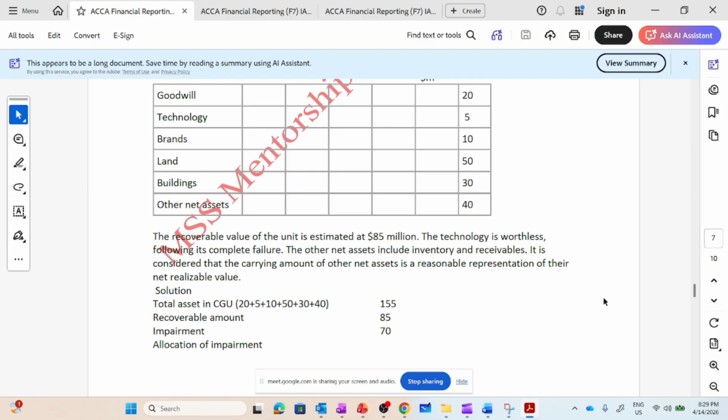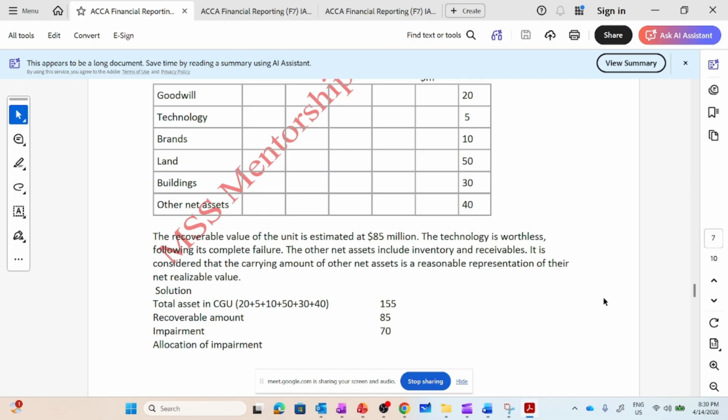The other net assets, including inventory and receivable, it is considered that the current value of other net assets is a reasonable representation of their net realizable value. So it means the carrying value of the asset is equal to the recoverable value. So we are not going to allocate any impairment for other assets, the 40. We are going to leave it as it is. So the remaining are the brand names, the land, and the building, 10, 50, and 30. So we are going to use the carrying value of the asset to allocate the remaining impairment of 45.